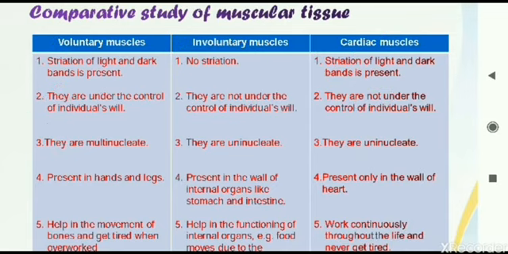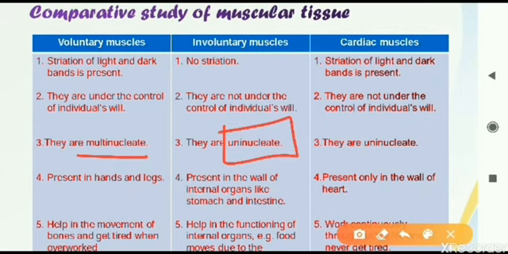That we have seen. Next, the nucleus. Voluntary muscles are multinucleate. In the case of involuntary muscle, one cell has one nucleus. Similarly, in cardiac muscle, one cell has one nucleus. If one cell has one nucleus, it means uninucleate. Uninucleate means a single cell possessing a single nucleus only.